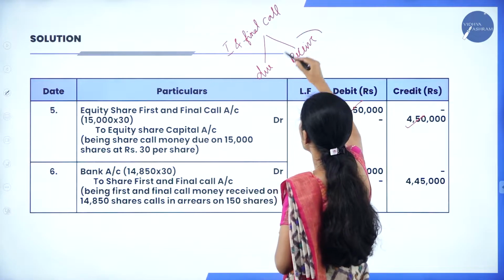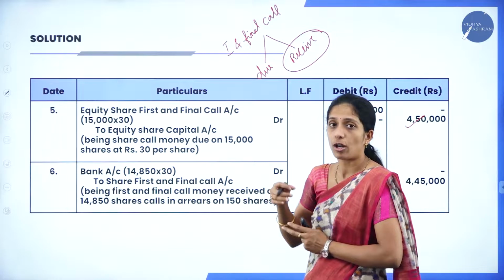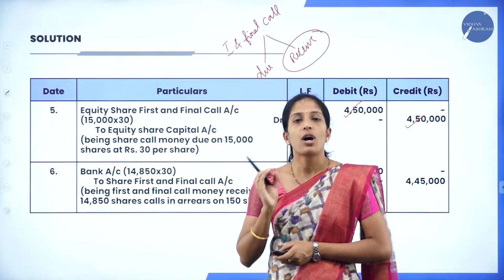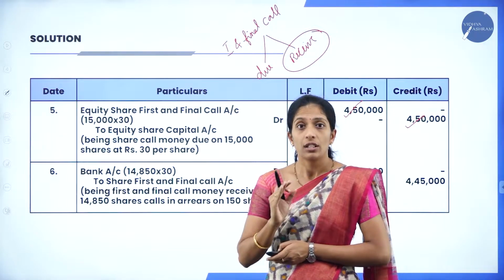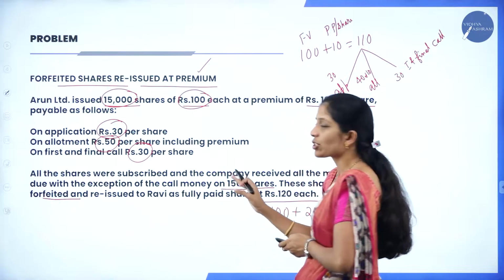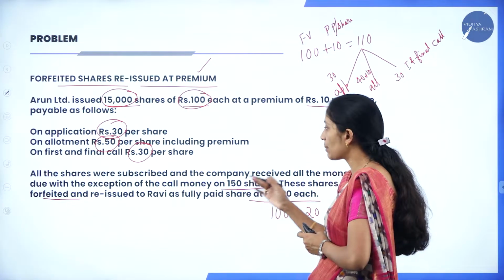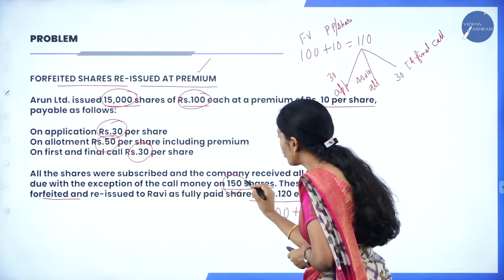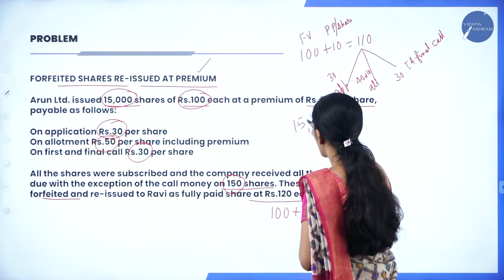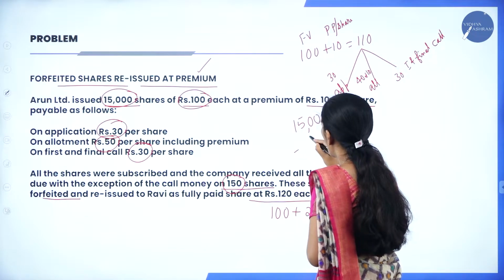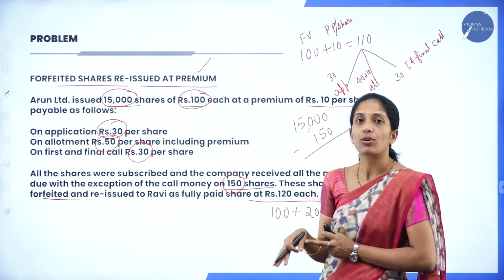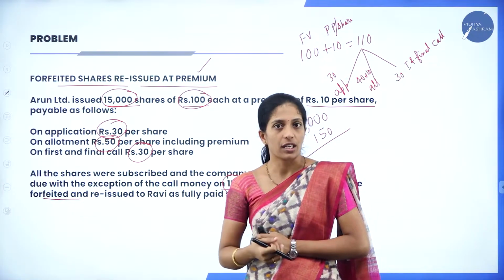Now, the next entry is for what? Receiving of call money. So, that was the due entry. Now, we have to receive the call money. Did all the shareholders pay the call money? No. Go through the question. They have clearly given that all the shares were subscribed and duly received except the first and final call on 150 shares. Now, how many shareholders? There are 15,000 shareholders, out of which 150 shareholders have not paid the money. The remaining shareholders have paid the first and final call money.